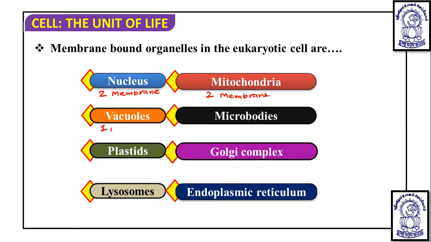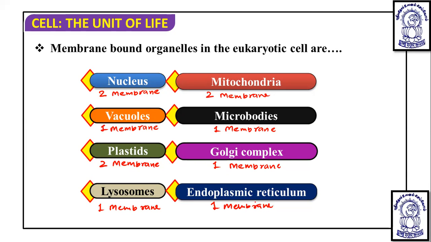Vacuole has one membrane. Microbodies has one membrane. Plastid has two membranes, so they are double membrane bound organelles. Golgi complex has a single membrane. Lysosome also has one membrane, and endoplasmic reticulum also has one membrane. So the organelles found in the eukaryotic cell can be single membrane bound or double membrane bound.